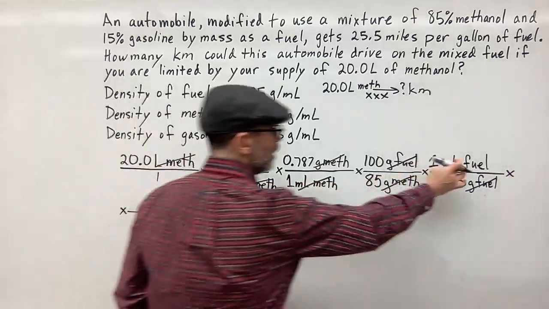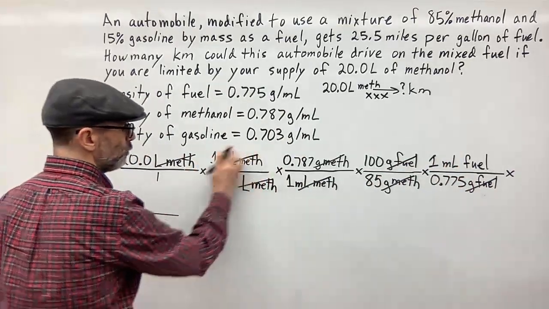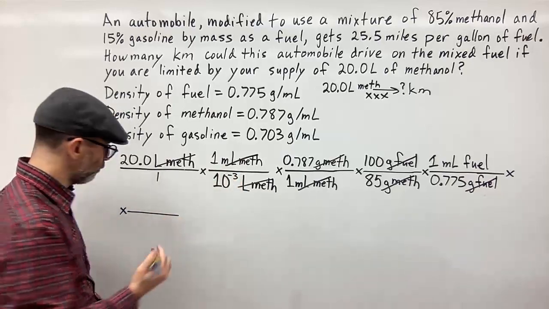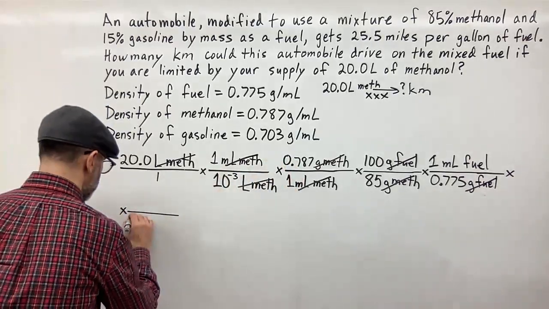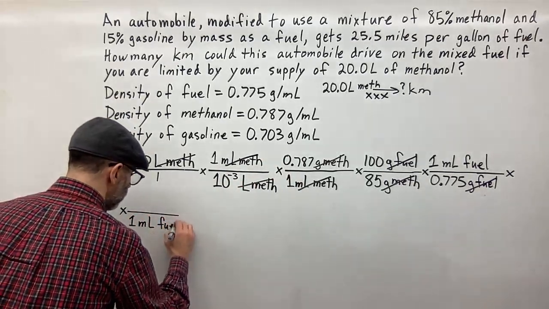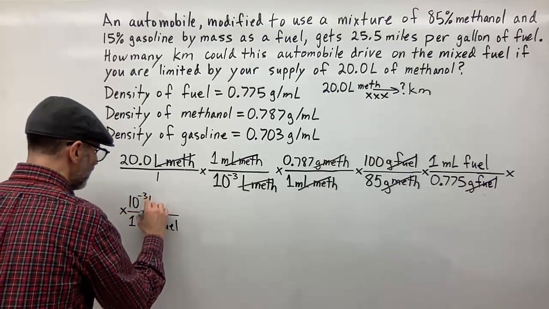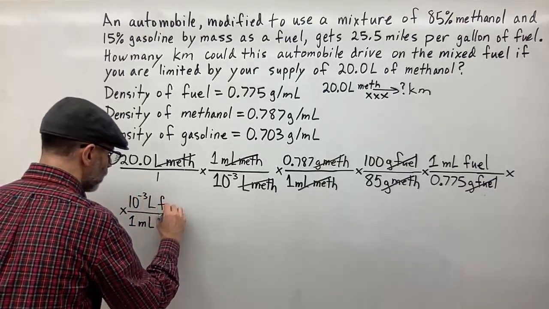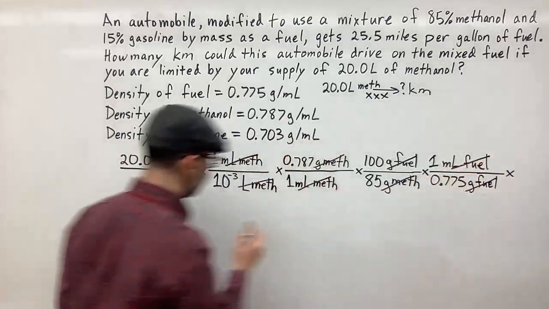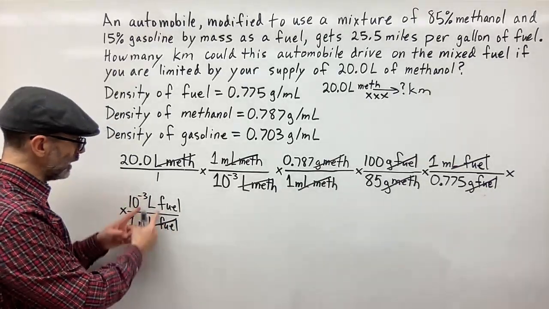So I have milliliters of fuel on the bottom. Again, 1 milliliter of fuel is equal to 10 to the negative 3 liters of fuel. So on the bottom, I'm going to put 1 milliliter of fuel. On the top, I'm going to put 10 to the negative 3 liters of fuel. So milliliters of fuel cancels out. Now I have liters of fuel.